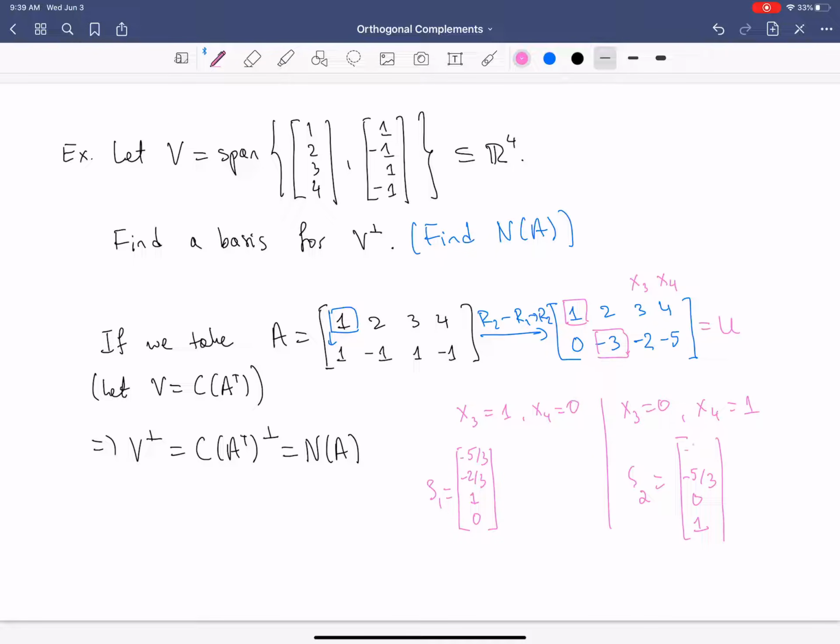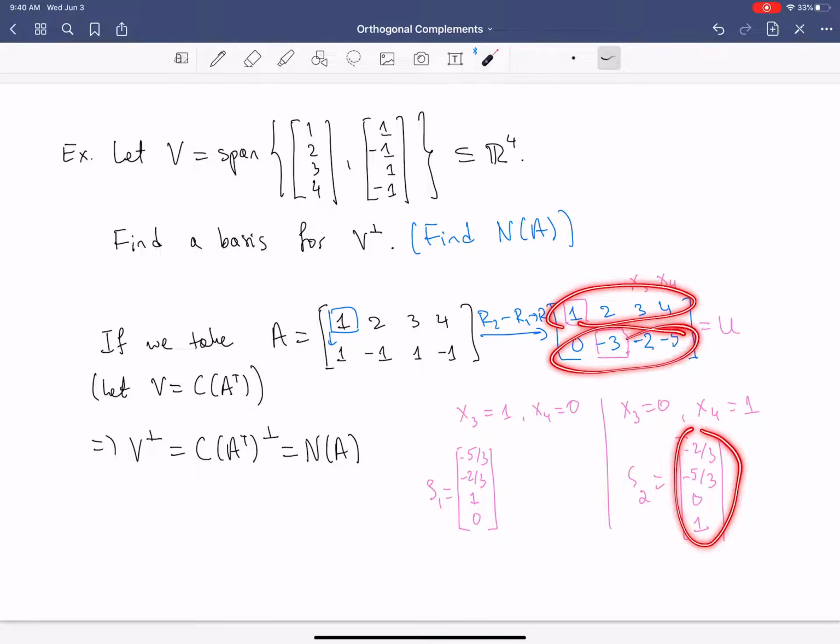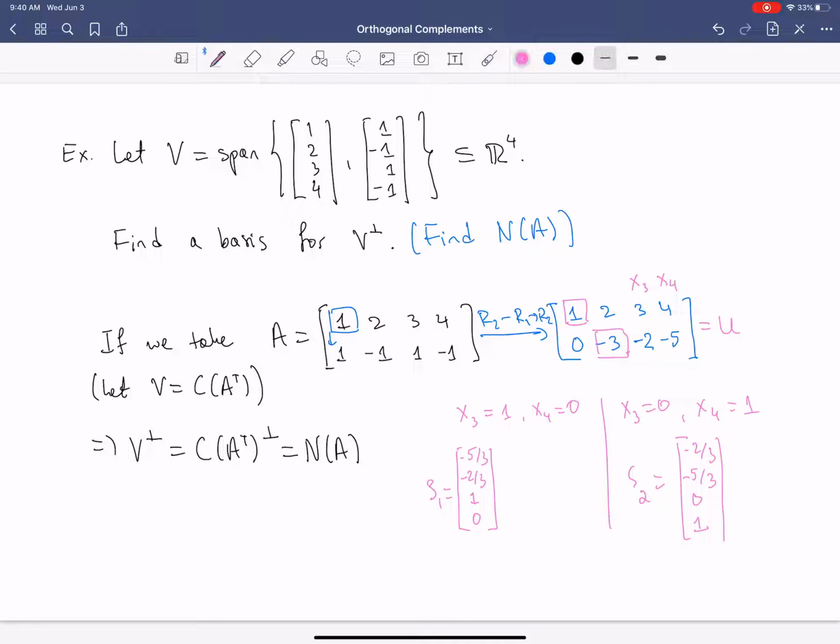So negative 2/3. I may have made computational errors. Please double check my work. But if this is to be true, we just have to check that the dot product of this vector with the first row is 0 and this vector with the second row is 0. Similarly here with the first row and with the second row. And this is how we can get, and now we can get a basis for VPerp.